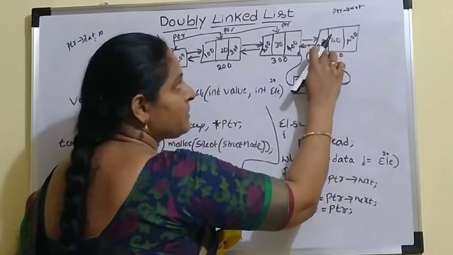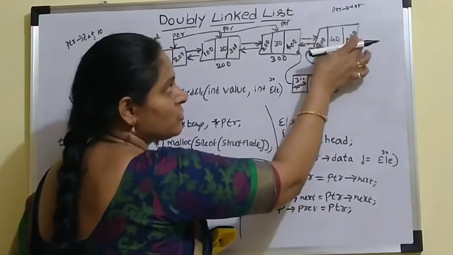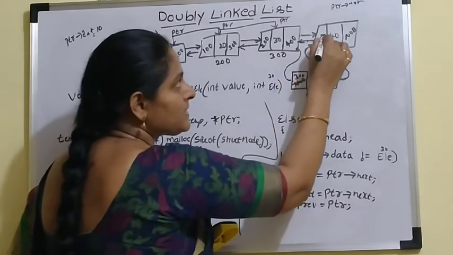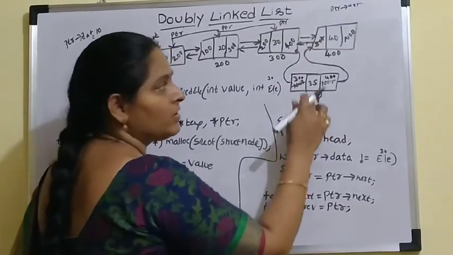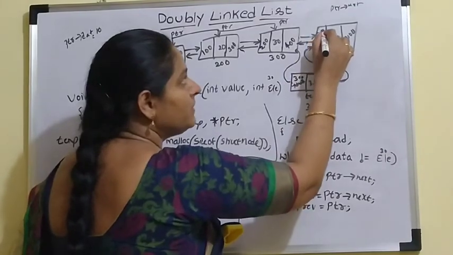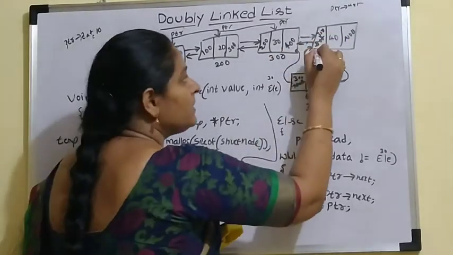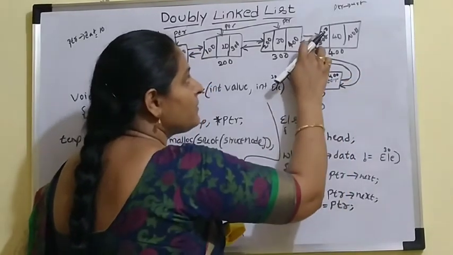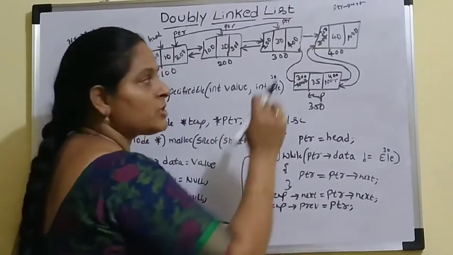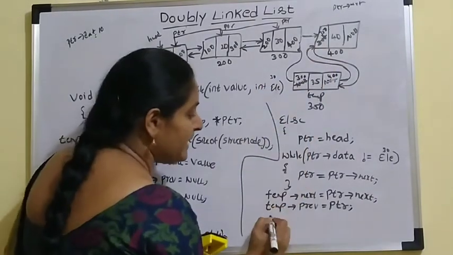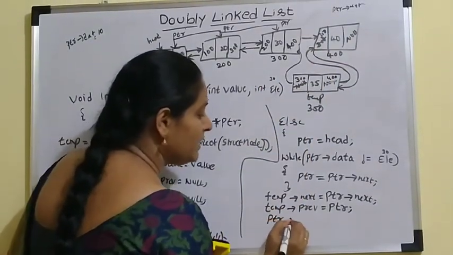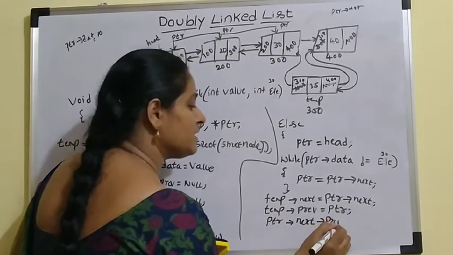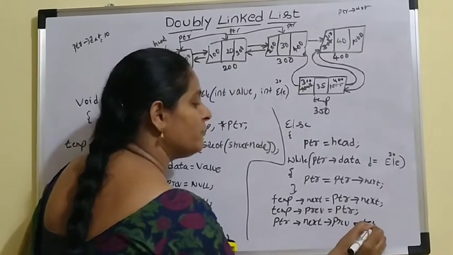In PTR next's previous, if you insert this temp before this node, in the previous field we should replace this address with the temp address. We should replace that 300 with 350, so that a connection will be established like this, and this connection will be disconnected. So how do we write that statement? In PTR next previous, we need to store the address of the temp node.